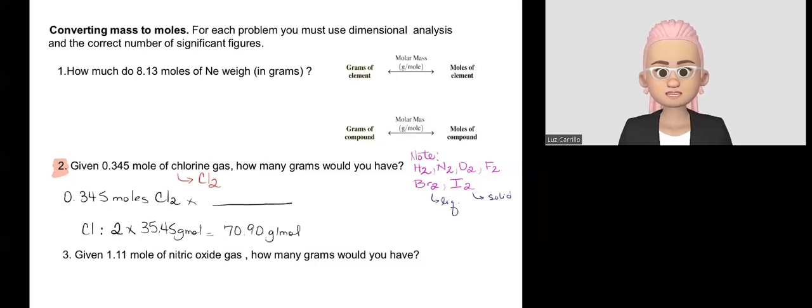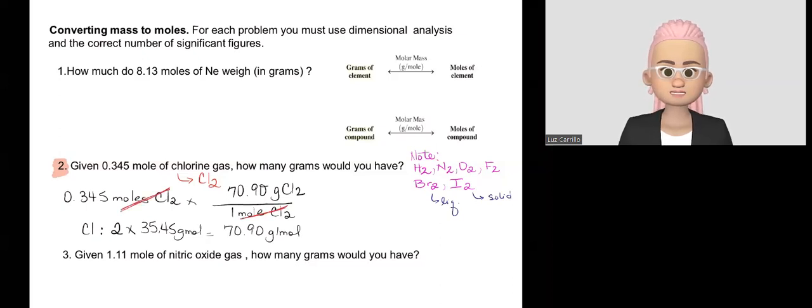So with this information, if I'm trying to find how many grams I have in this measurement, I'm going to place in the bottom 1 mole of Cl2. And on the top, I'm going to put 70.90 grams of Cl2. In terms of units, the moles of Cl2 will cancel with the moles of Cl2. So my resulting unit is grams of Cl2.